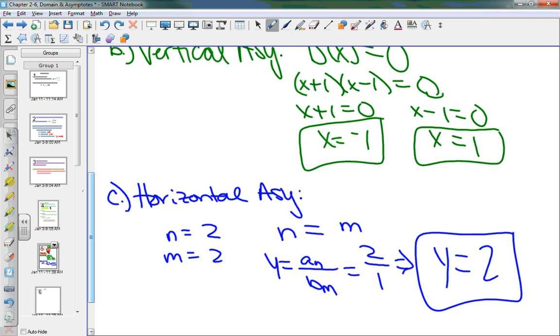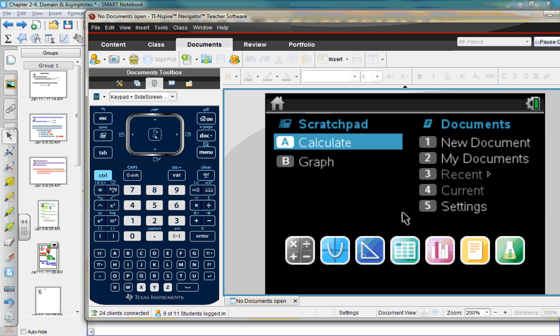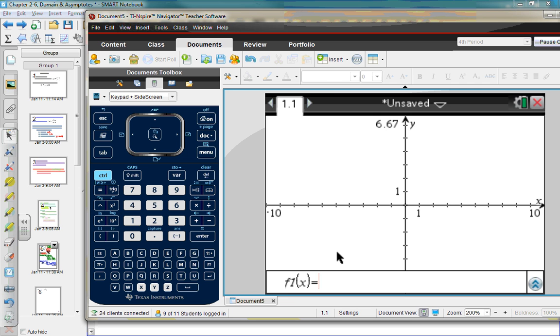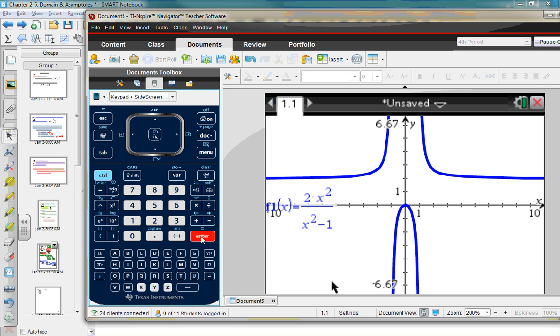Well, this is all great. We've talked about the domain. That's magnificent. How in the world does that help me graphically? Well, why does this help? Because if I were to graph this, what was my function? 2x squared over x squared. Do you see there's my function?